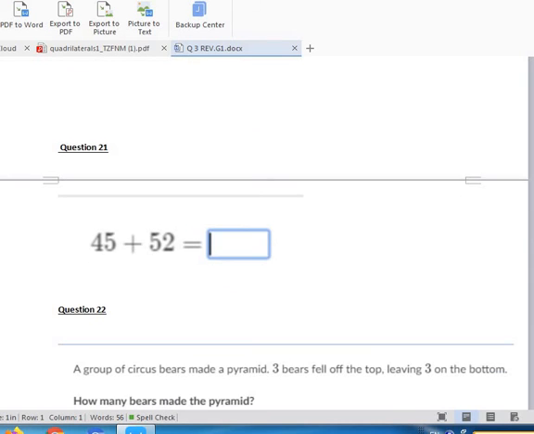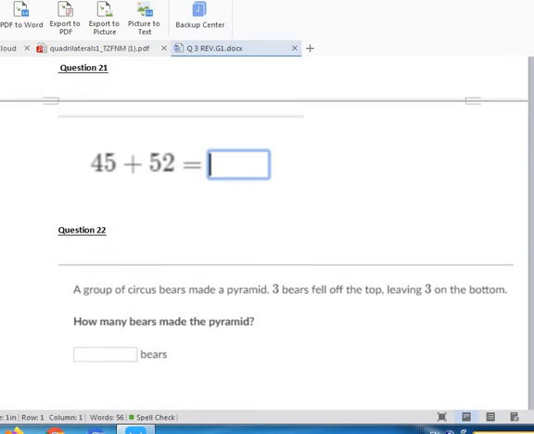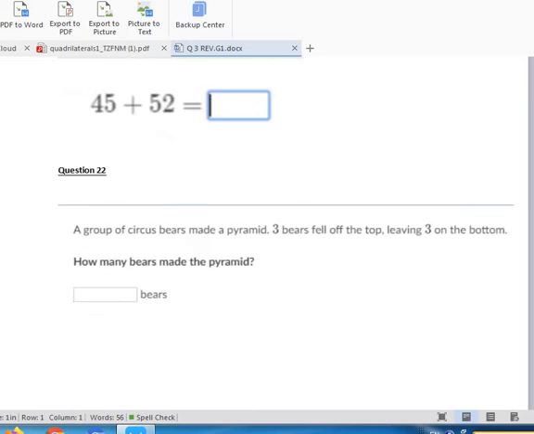Here 45 plus 52, I do what? 5 plus 2, ones plus ones, equals what? 7. 4 plus 5 is 9. So the answer is 97. Okay? We are almost done.